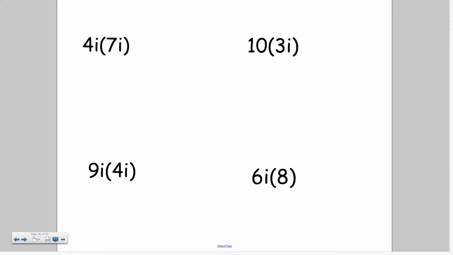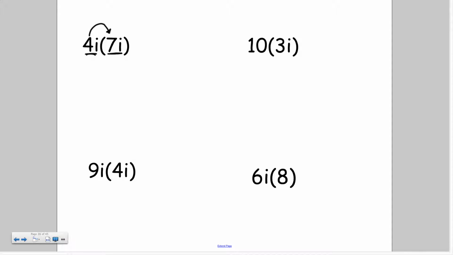All right. So when we multiply, anytime there's something in parentheses, whatever's outside that parentheses, we're going to distribute to it, okay? To everything in the parentheses. So we're going to distribute the 4i, the whole thing, to the whole thing in the parentheses.